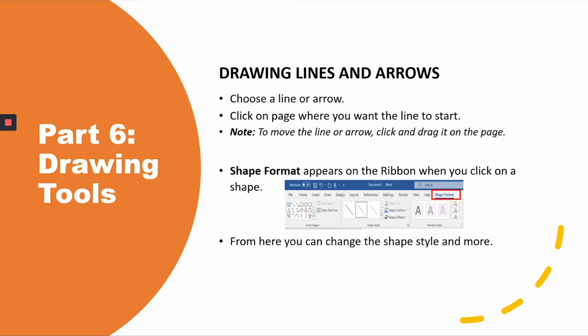Drawing lines and arrows. Choose a line or an arrow. Click on the page where you want the line to start. Note, to move the line or arrow, click and drag it on the page. Shape Format appears in the ribbon when you click on a shape. From here, you can change the shape style and more.